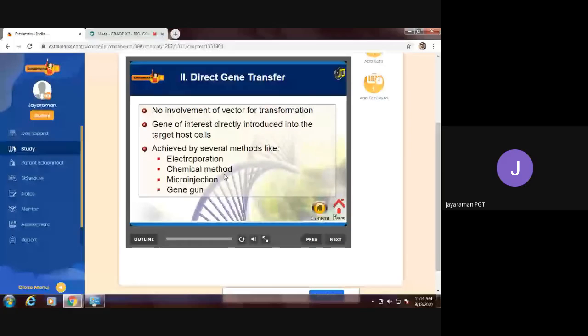These methods are directly inserting, no vector. What is the first point here? There is no vector involved. So these are the direct methods. Sometimes in the question we have to identify which is a direct or which is an indirect method. So electroporation, chemical method, microinjection, or gene gun, these are all direct methods of gene transfer.